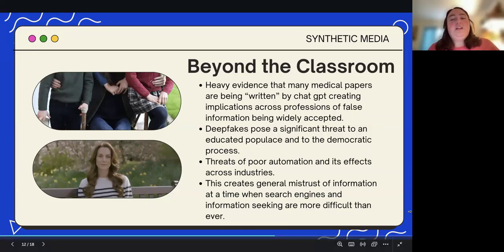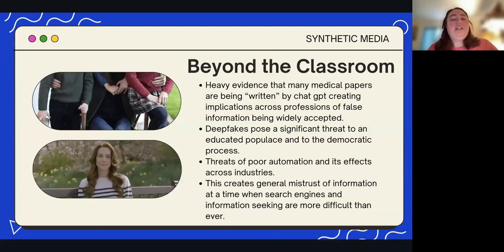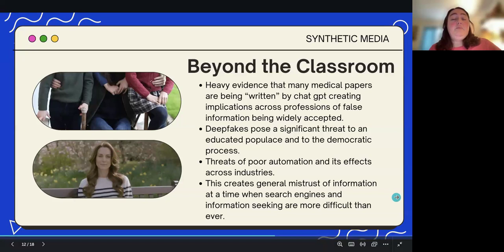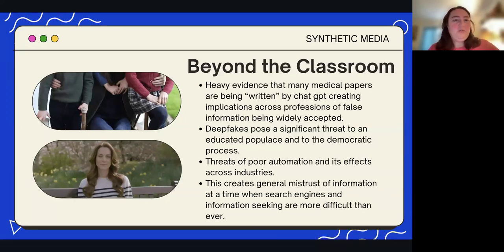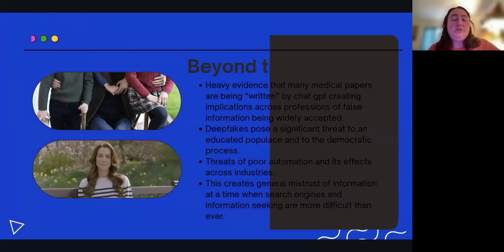It also works to create a general mistrust of information at a time when search engines and information seeking is more difficult than ever. Google has recently teamed its search with an AI generator. And I don't know if you've tried to do Google searches lately at a higher level, but Google results have deteriorated significantly since their integration because there's just no system of checks and balances for true information versus untrue synthetic information.